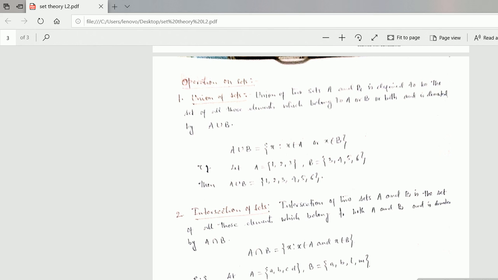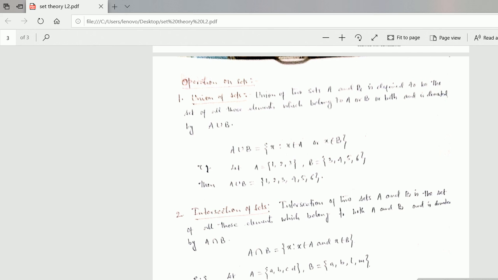Union of two sets A and B is defined to be the set of all those elements which belong to A or B or both, and it is denoted by A union B. See, this is A union B equals X such that X belongs to A or X belongs to B. You have to take all those elements which belong to A or B or both.